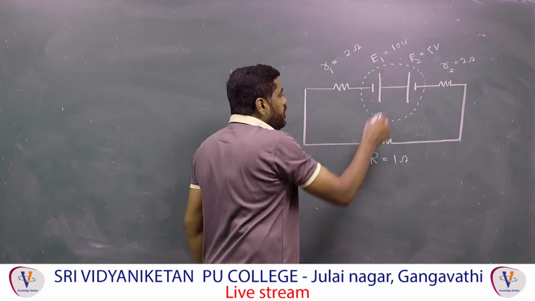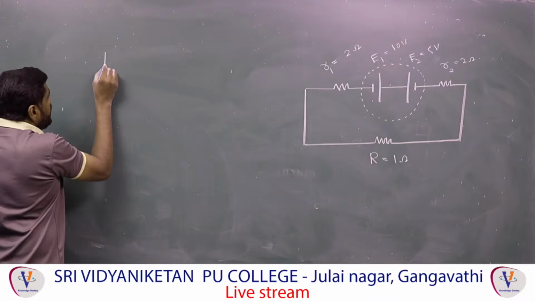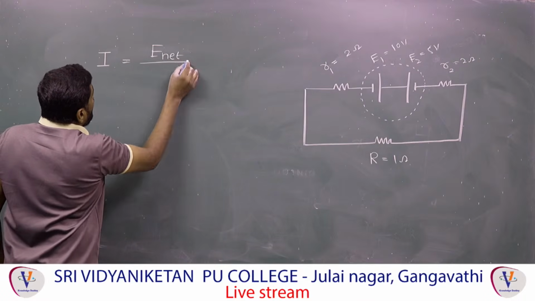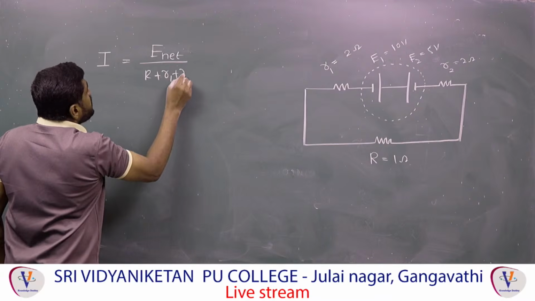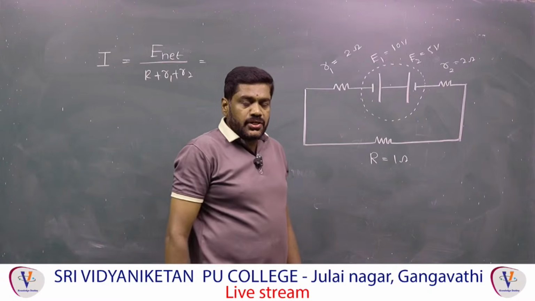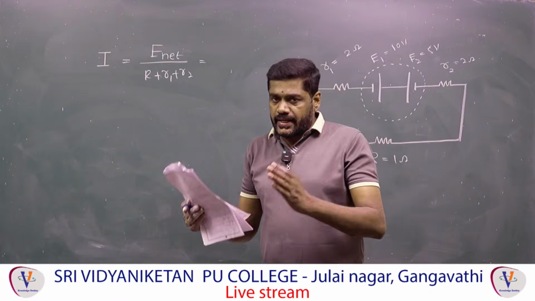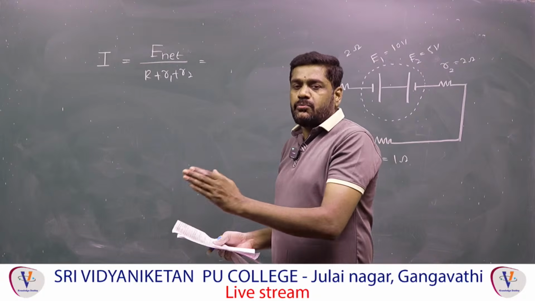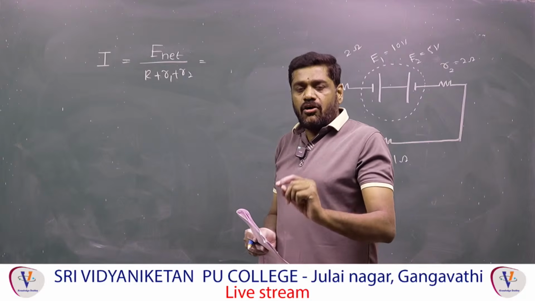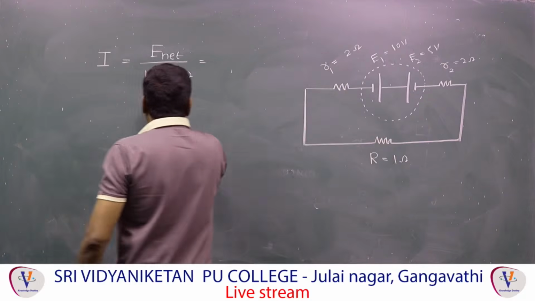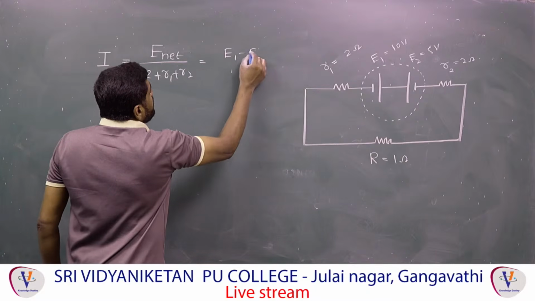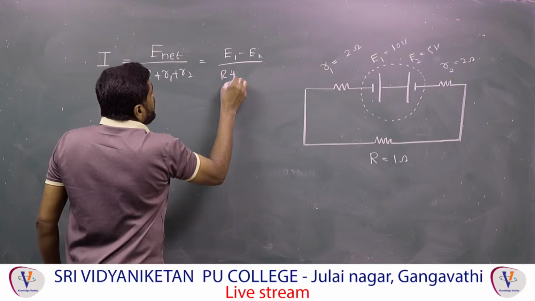Therefore the current in the circuit is given by I is equal to E net by R plus R1 plus R2. Remember this: whenever cells are in series, if similar terminals are connected, either E1 minus E2 or E2 minus E1 is the effective EMF, or if opposite terminals are connected, those are called the correct connection, and it is E net by R plus R1 plus R2. So here E1 is greater than E2, so E1 minus E2 by R plus R1 plus R2.